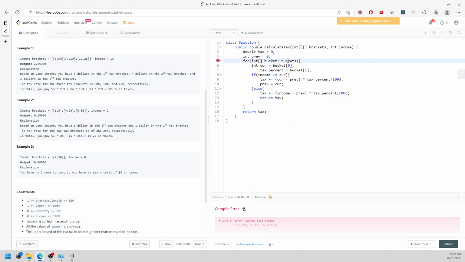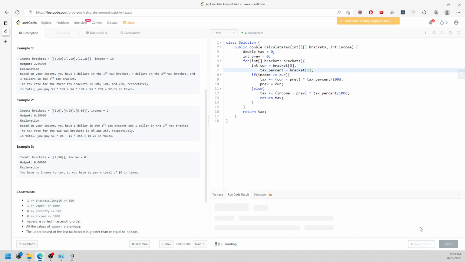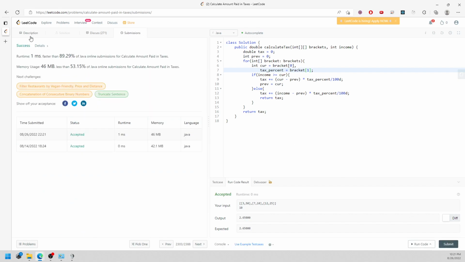Alright, so what did I miss? Bucket? Oh, I spelled this wrong. Let me change it to this one. Alright, so this is pretty much the solution.